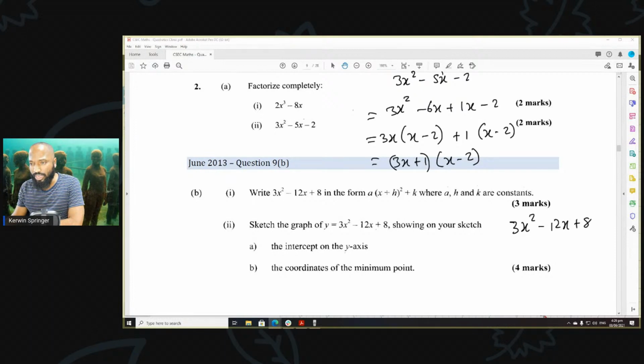The intercept on the y-axis, the coordinates of the minimum. So we completed the square. Sketch the graph: y is equal to 3x squared minus 12x plus 8. Show on your sketch. Right, so this is something new. We didn't really do this yet, how to sketch the graph now.